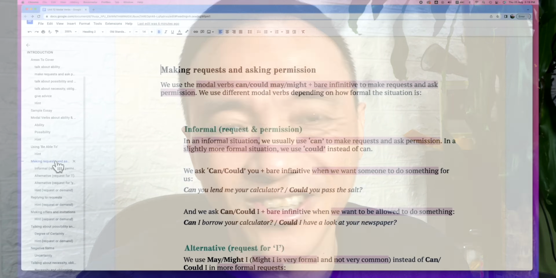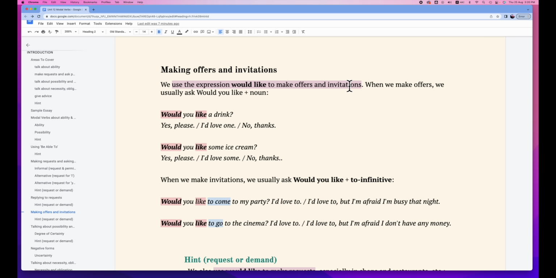Making a request with modal verbs could be very common. However, it could also be very confusing. Let's take a look at how to make it more clear and more precise. Let's take a look. Making offers and invitations. Using the expressions would like to make offers and invitations.